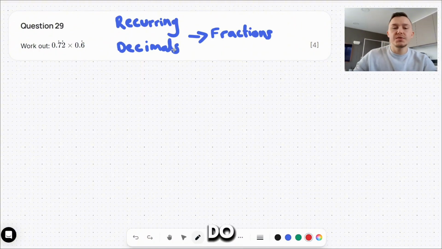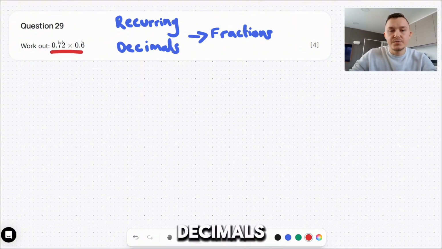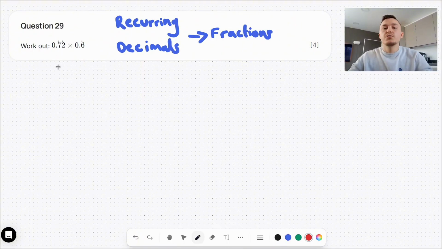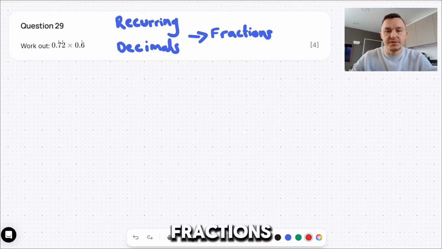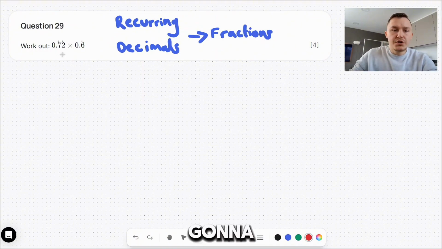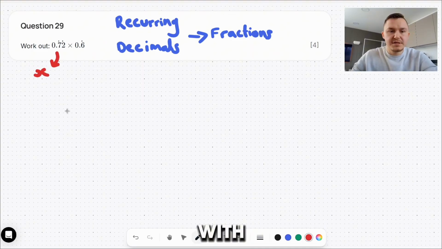And the way that we do this is we convert these recurring decimals into fractions, we multiply the fractions, and then we get our answer. So how do we convert these into fractions? First thing I want you to remember is we're going to call each of these x. And let's start off with 0.72. That's the one we're going to convert into a fraction first.